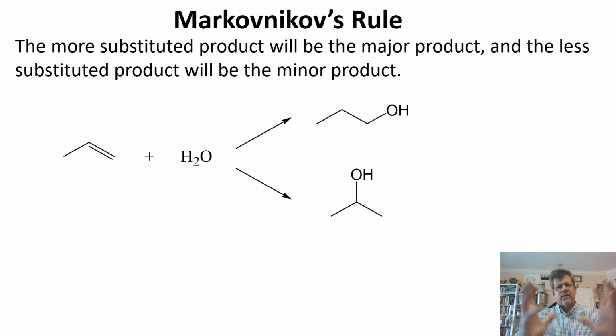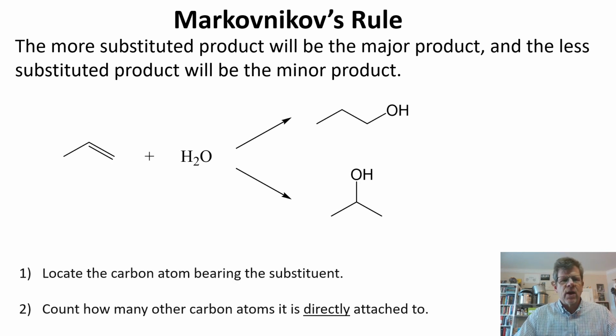So this is, in a sense, what we looked at before. Our two products of this hydration reaction of an alkene. Of course, this would be under catalytic acidic conditions. I didn't put these in here, but this is just to illustrate the two different products we have. So how do we determine what is considered more substituted or less substituted?